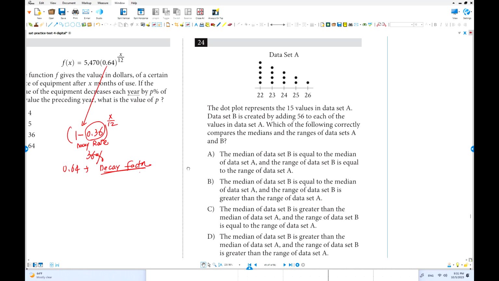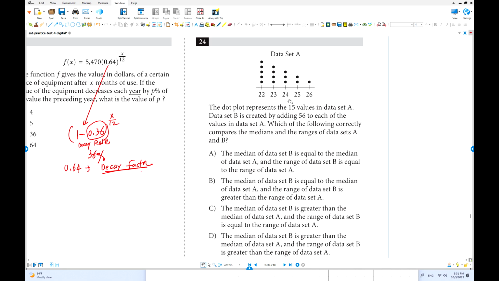Here is number 24. We have a dot plot, okay? That's 15 dots there. Data set A, and data set B is created by adding 56 to all the values. Okay, maybe I'm going to make a graph. Same graph. Over here, increased by 56. 78, the next is about 79, 80, 85, 82, right? This is a 5, this is a 4, this is 3, this is 2, this is 1.